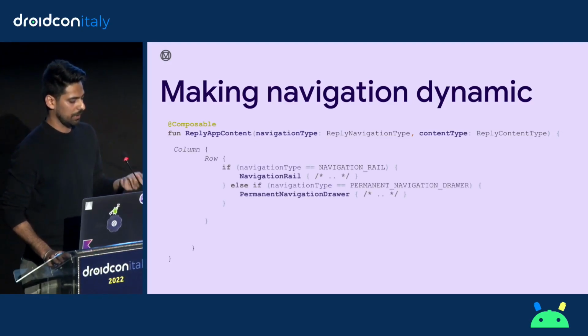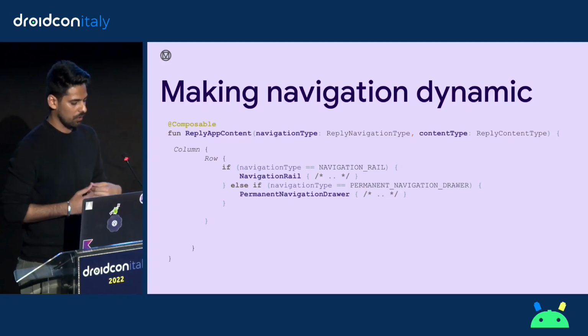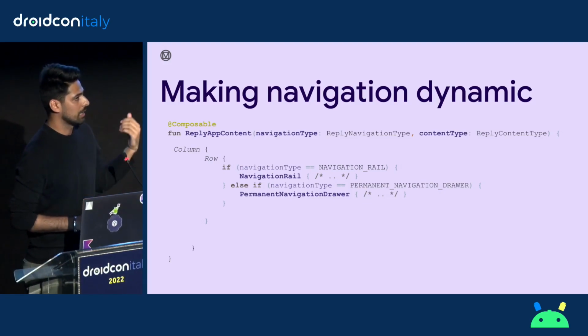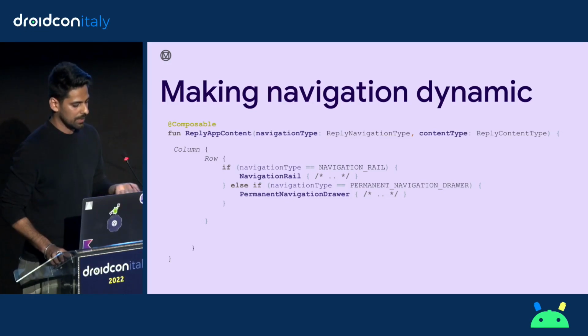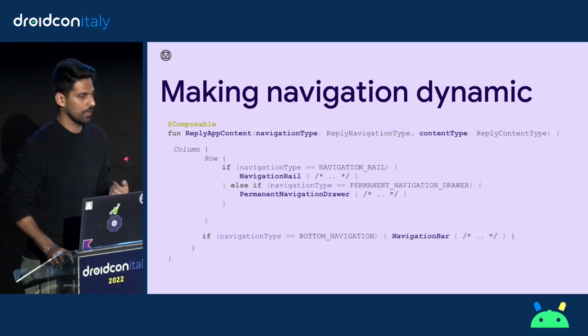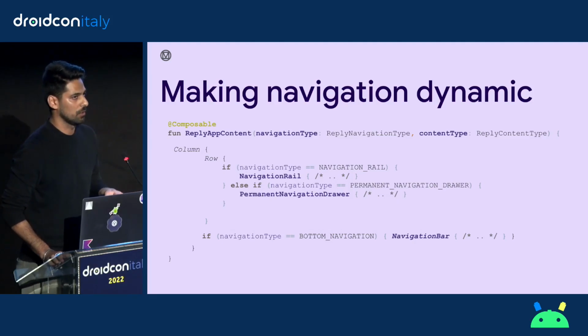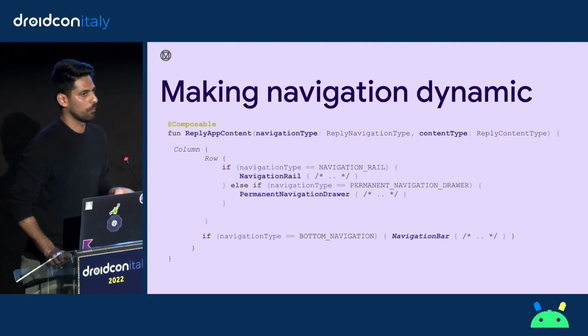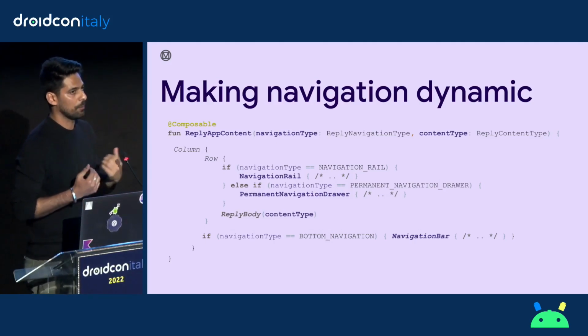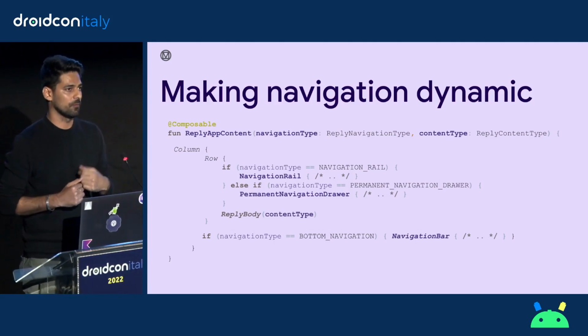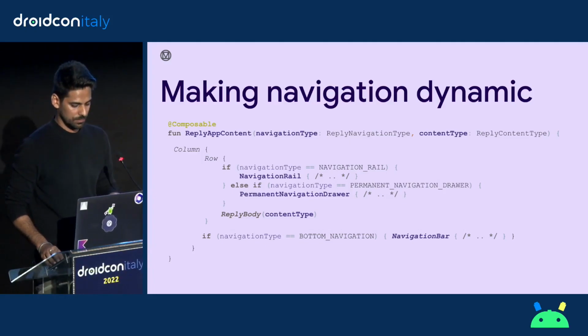We can simply say we put the navigation rail or permanent navigation drawer in a row fashion, and then if we want to put the bottom navigation bar, we can just put it in the column fashion below. And then we place our body content at the correct place where we want to place it and pass down the content type, which is also reacting to window sizes.